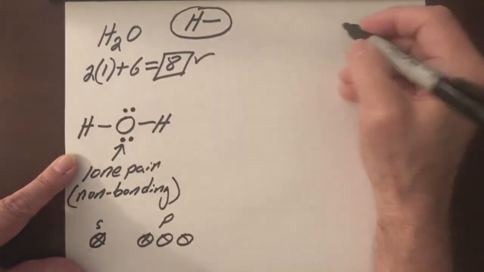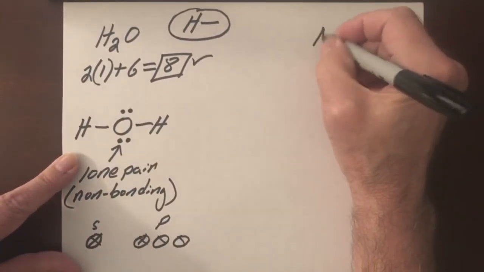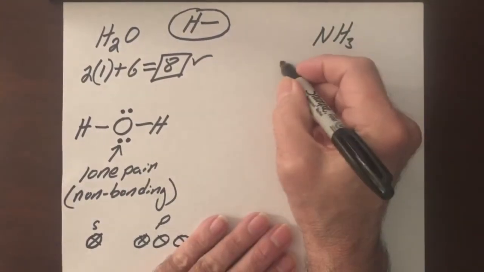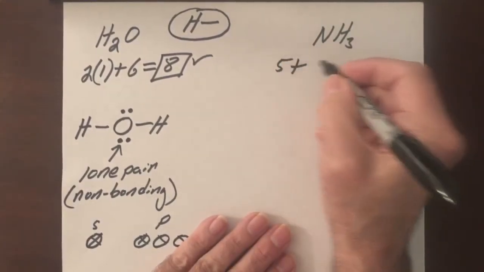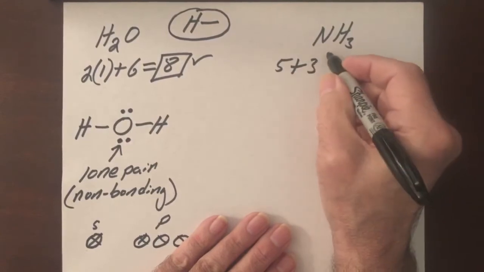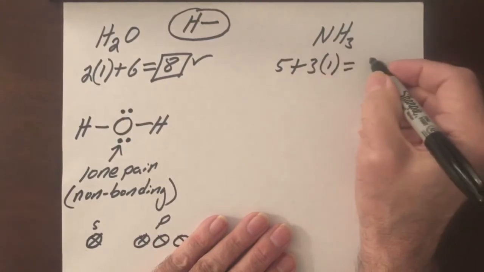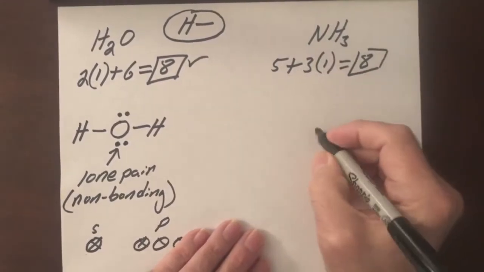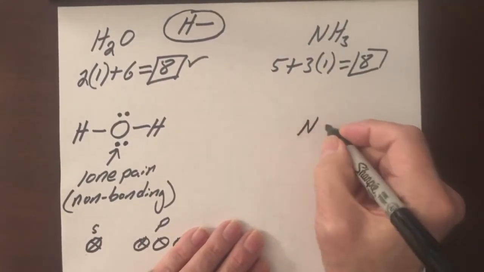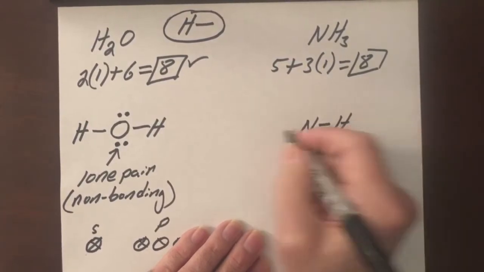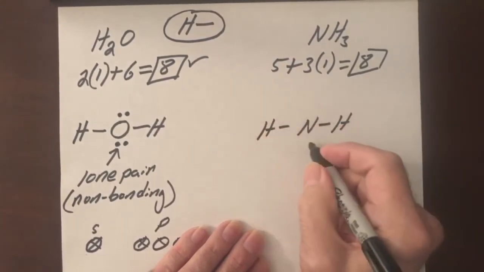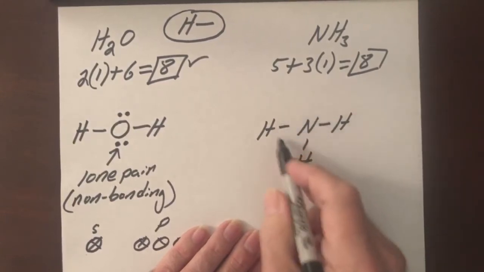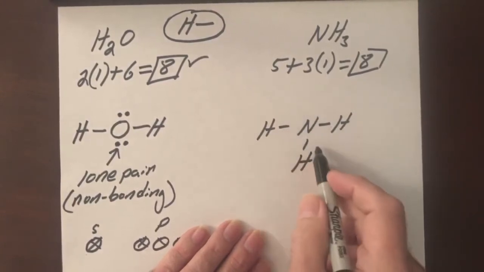Okay, let's try another one. Let's look at ammonia, NH3. So nitrogen has 5 valence electrons. Each of the hydrogens has 1. So again, we have 8 electrons. Connect all the atoms to a central atom. Again, symmetry. And remember, the Honk rule tells us that nitrogen will usually have 3 bonds, which is what we have here.